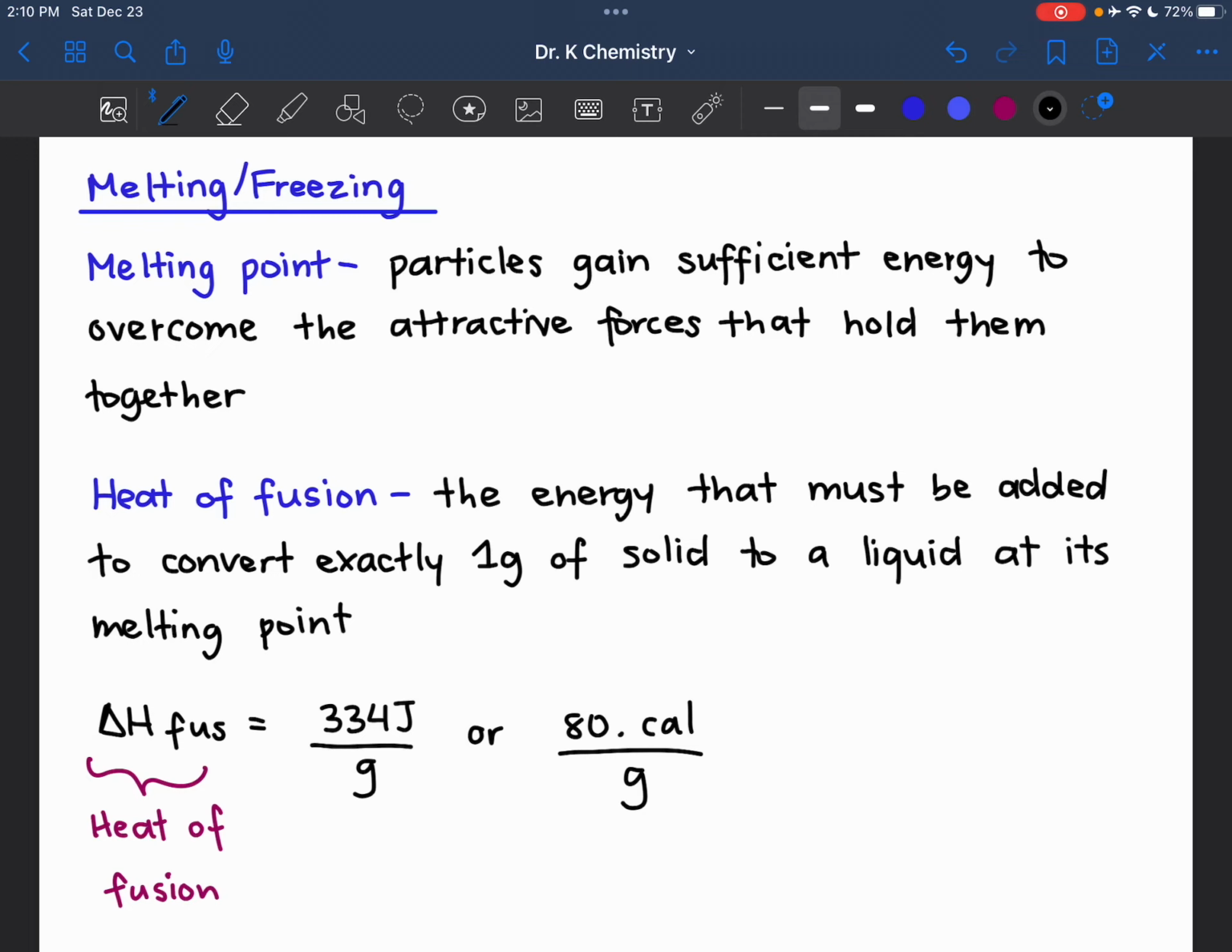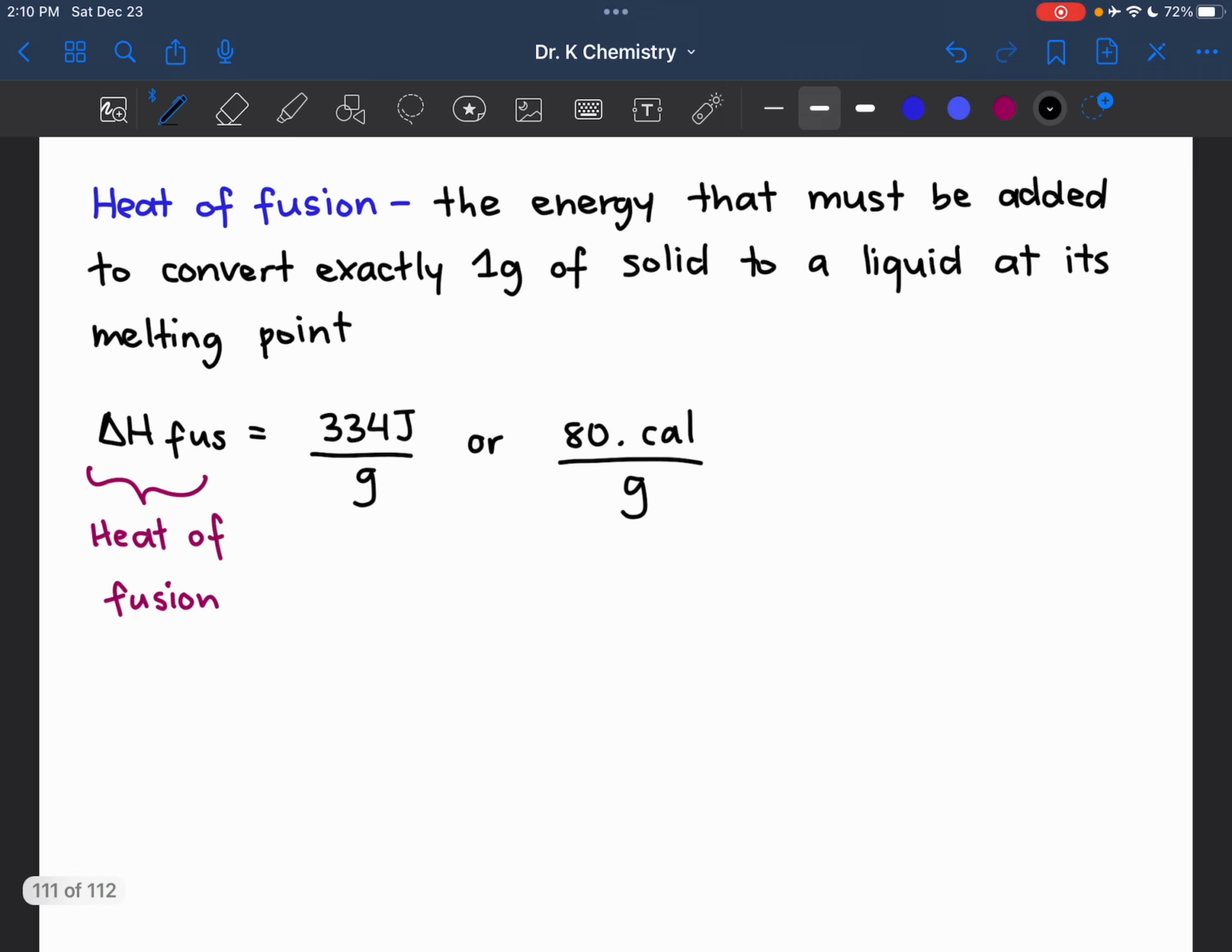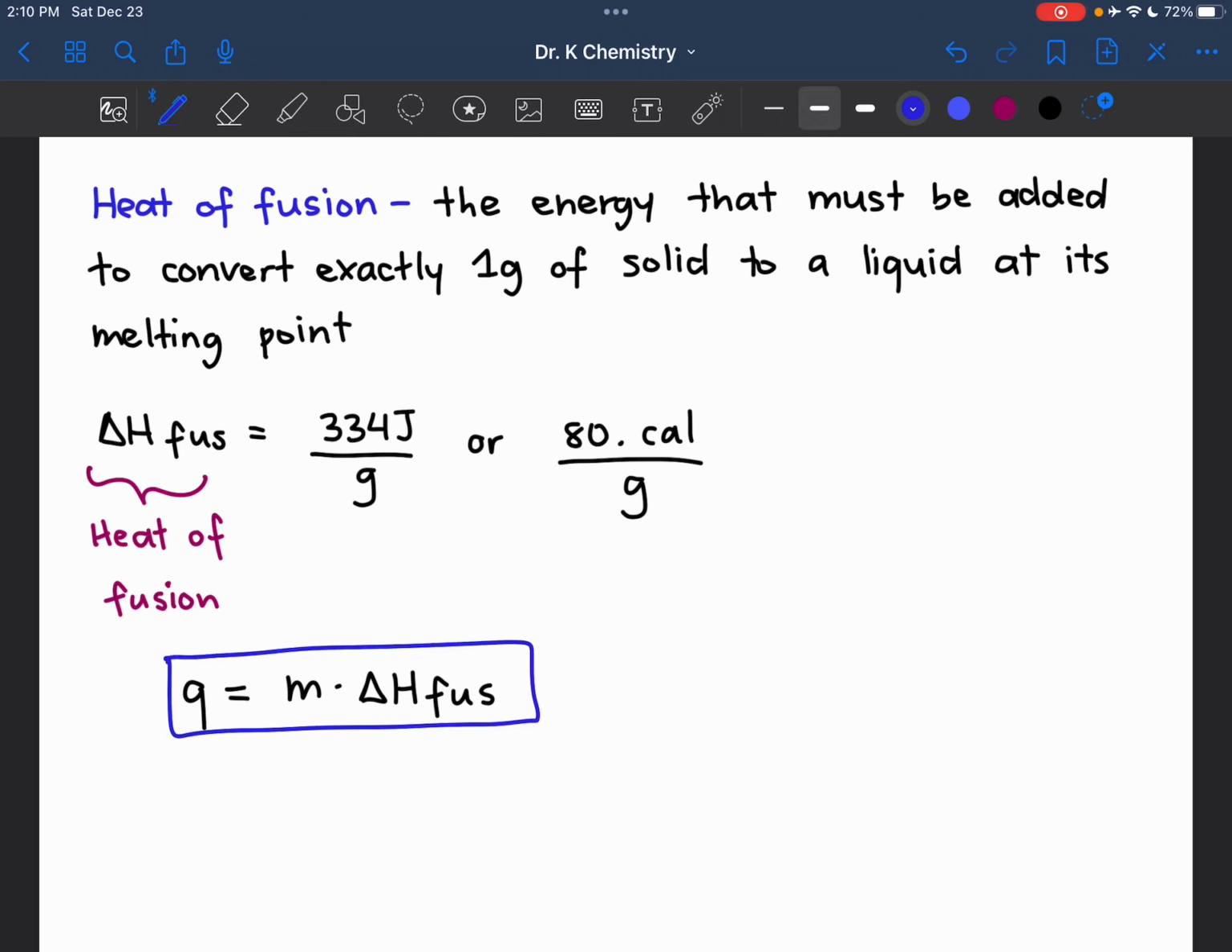So if we are calculating, for example, let's say that we are trying to melt 50 grams of ice, and we want to know, well, how much heat do we actually need to apply in order for all of that ice to melt? The equation that we would use is Q is equal to M times the heat of fusion.